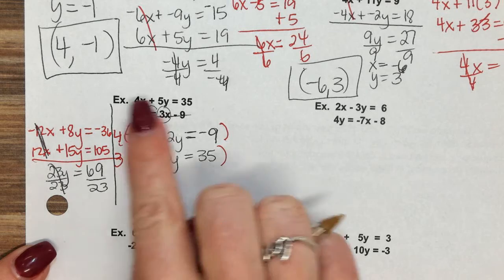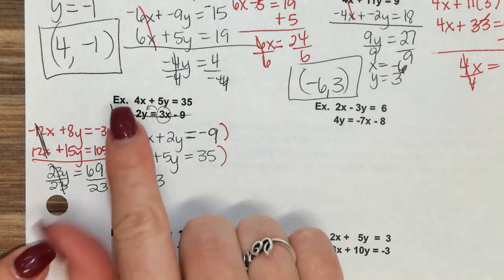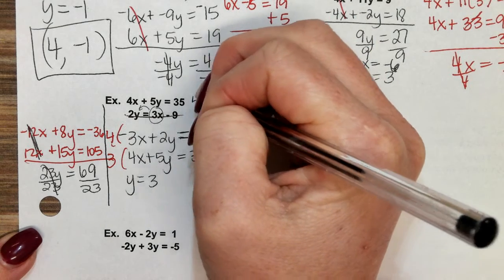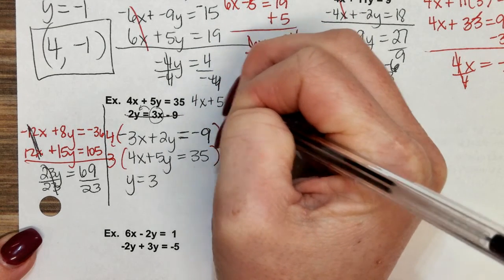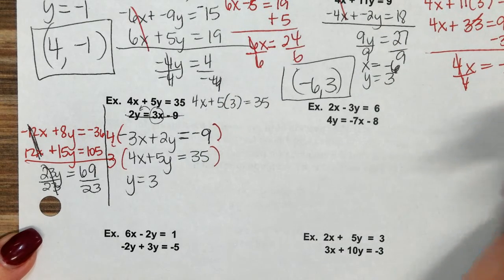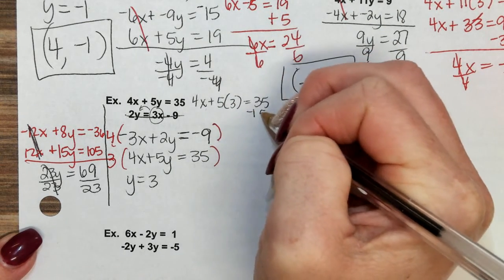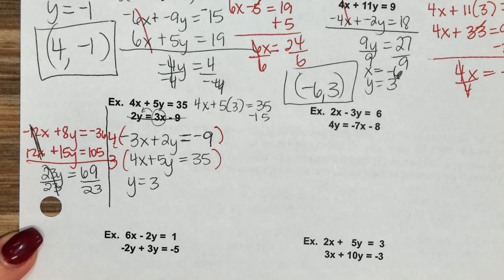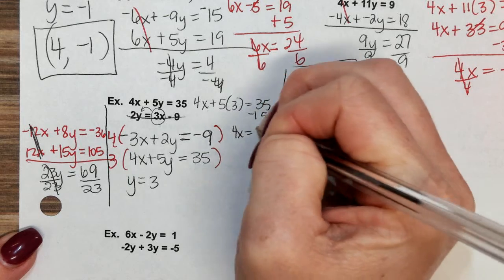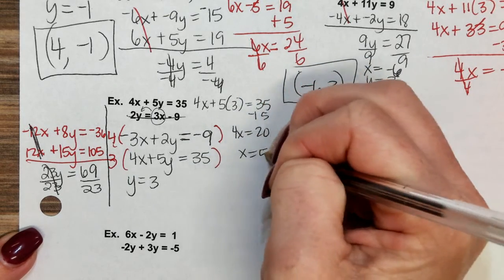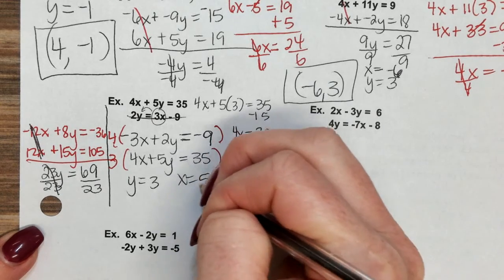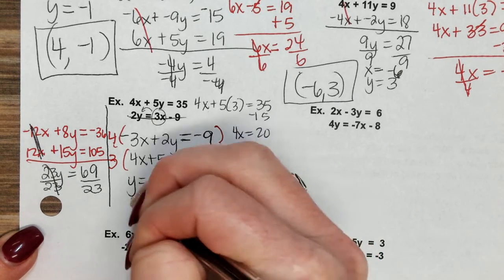And you can plug it back into any of these equations. It doesn't matter. You could plug it back into this one. So I need the value of x. So 4x plus 5 times 3 equals 35. Okay, well that's 15, so I'm going to subtract 15 over here, and 35 minus 15 is 20. So I have 4x equals 20, and then divide by 4, and I get x equals 5. So I could write it like this, or I could write 5, 3.